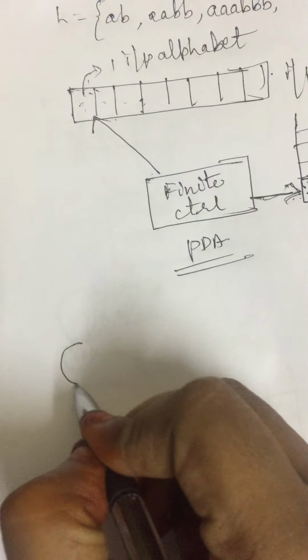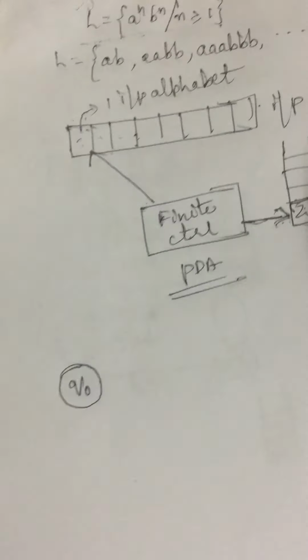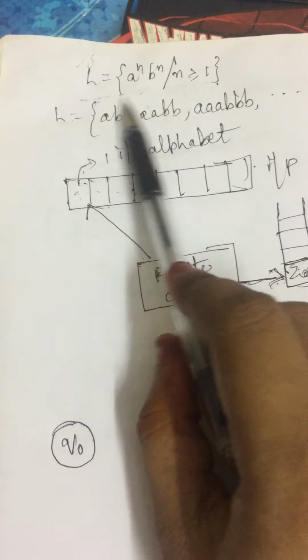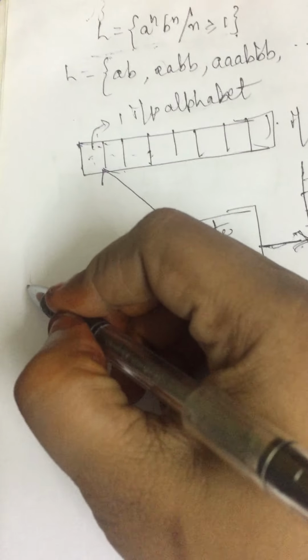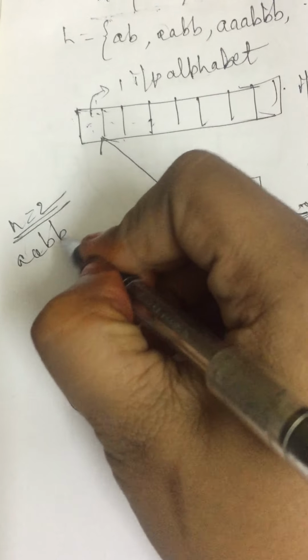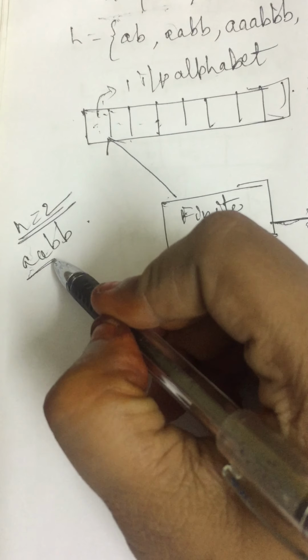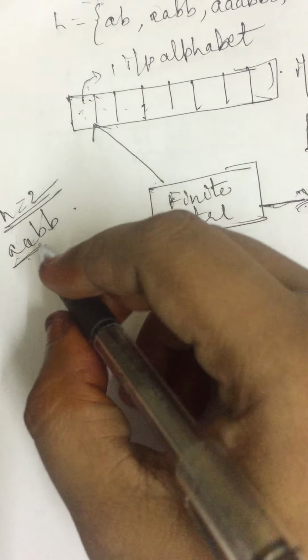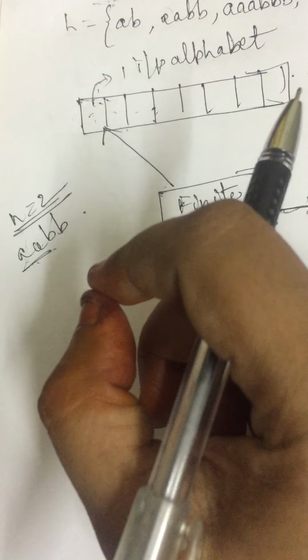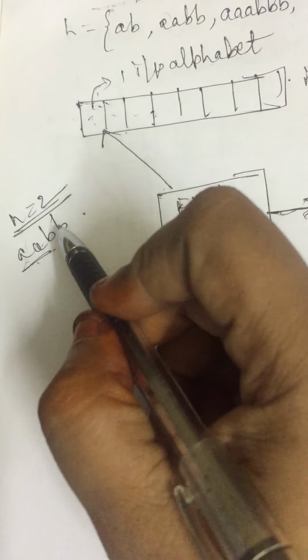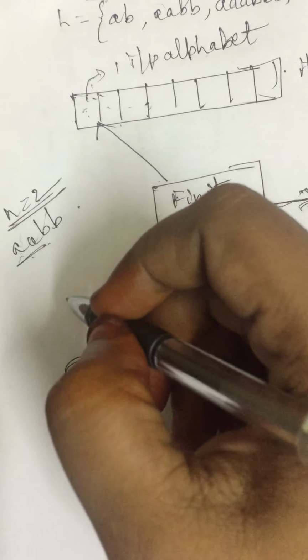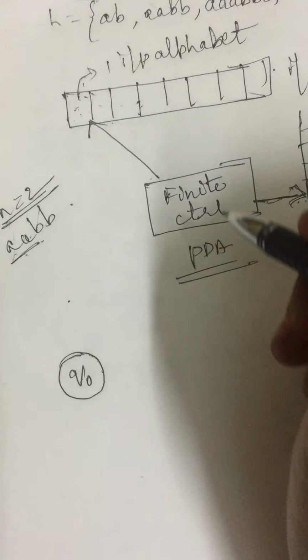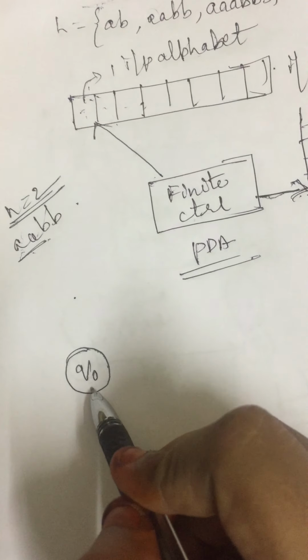So let us start from the state Q0. The logic for this language is, if we are taking n is equal to 2, the string is AA, double B. For each A, we are going to push A into the stack, and whenever B appears, for each B, one individual A from the stack will be popped. In this manner, at the end, we need to show that the stack has become empty. So it indicates the acceptance of the string. Q0 is the starting state.